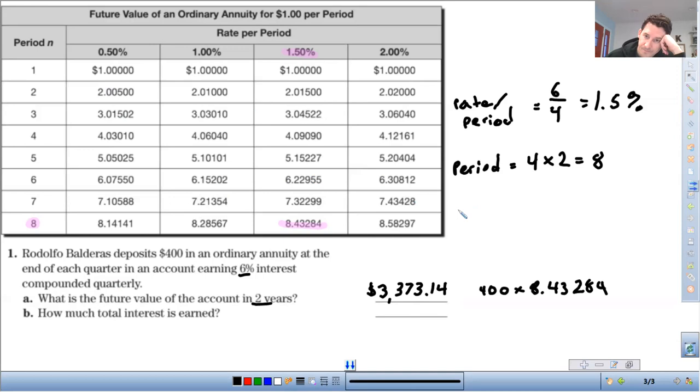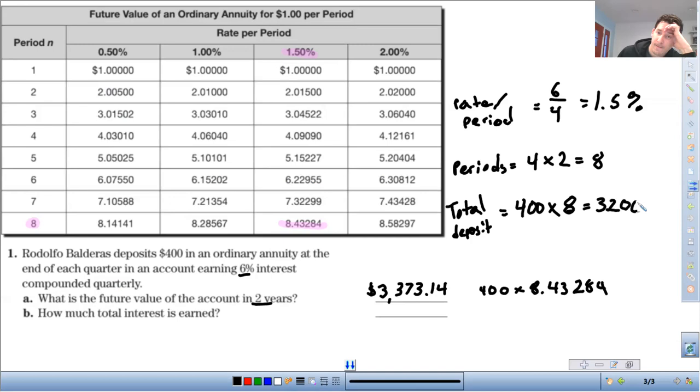How much total interest is earned? First, we actually need to figure out the total deposit. We're doing $400 every quarter for 2 years, so every period, and there are eight periods. So 400 times eight is 3,200. To find the total interest earned, you take your future value minus the total deposit, and that comes out to $173.14, right?